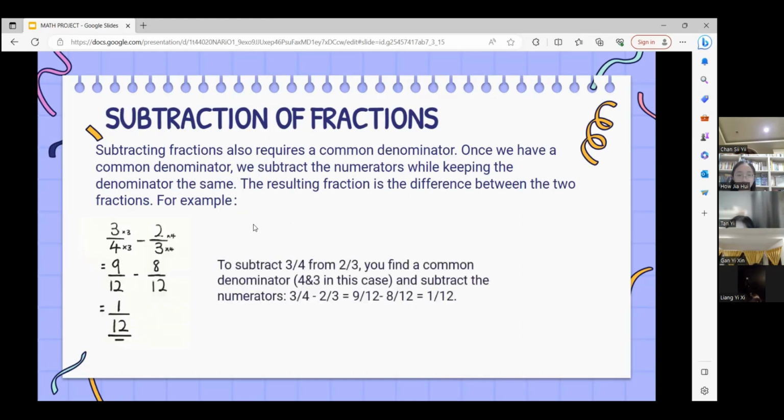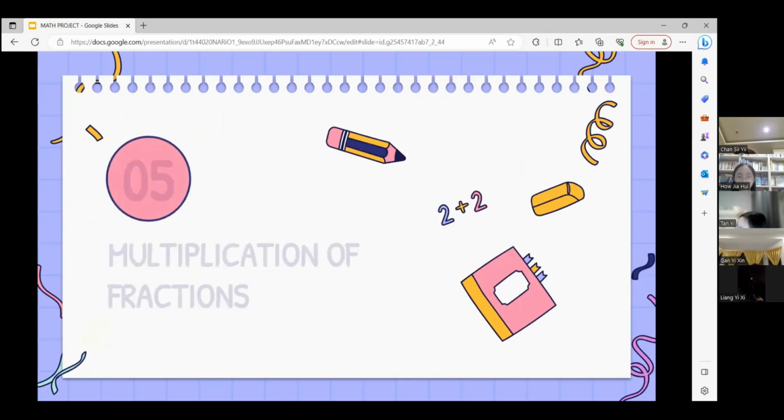Once we have a common denominator, we subtract the numerators while keeping the denominator the same. The resulting fraction is the difference between the two fractions. For example, 2/3 from 3/4. We find a common denominator, 4 and 3 in this case, and subtract the numerators. 3 over 4 minus 2 over 3 will become 9 over 12 minus 8 over 12. The answer will become 1 over 12.